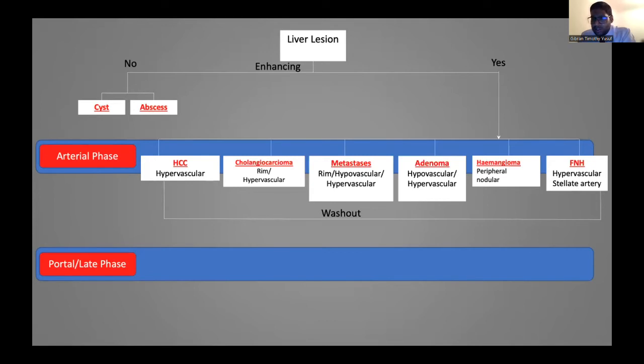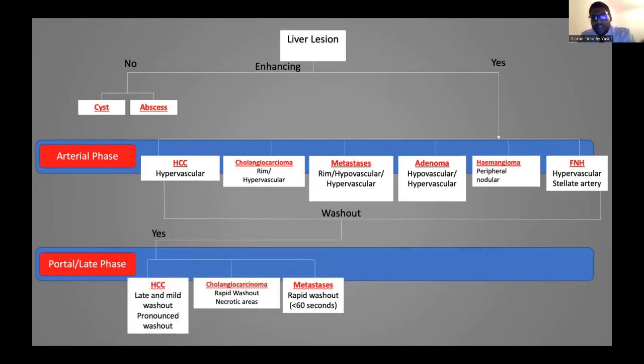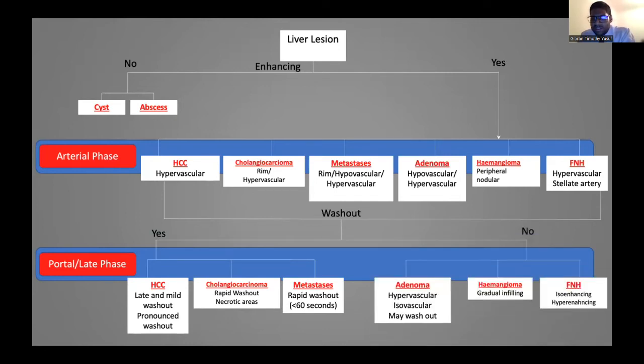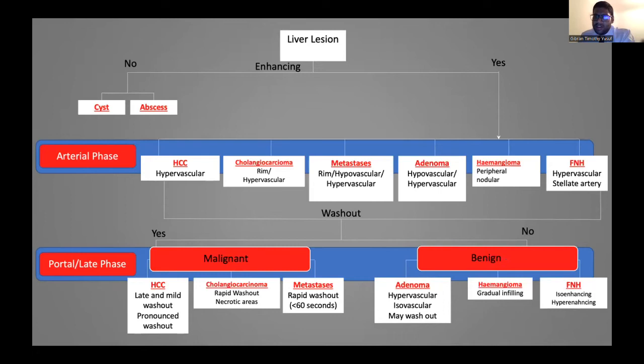Is there washout? Is it more hypoenhancing than background liver? If the answer is yes, you think about these lesions. If it's no, you think about these lesions. Of course, there will be a degree of overlap, but broadly speaking, your general rule is, if there is washout, think malignant. If there's not washout, think benign. So you can work it in a backwards pattern. Again, that's why the video and saving the clips will come in handy.